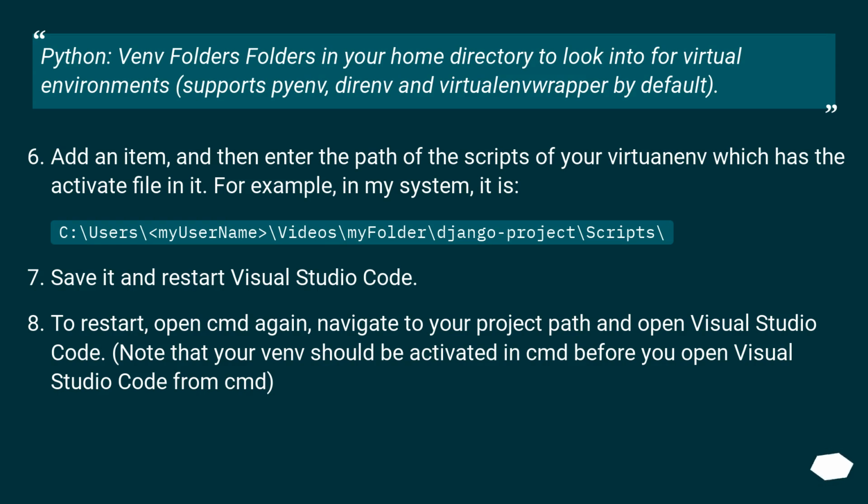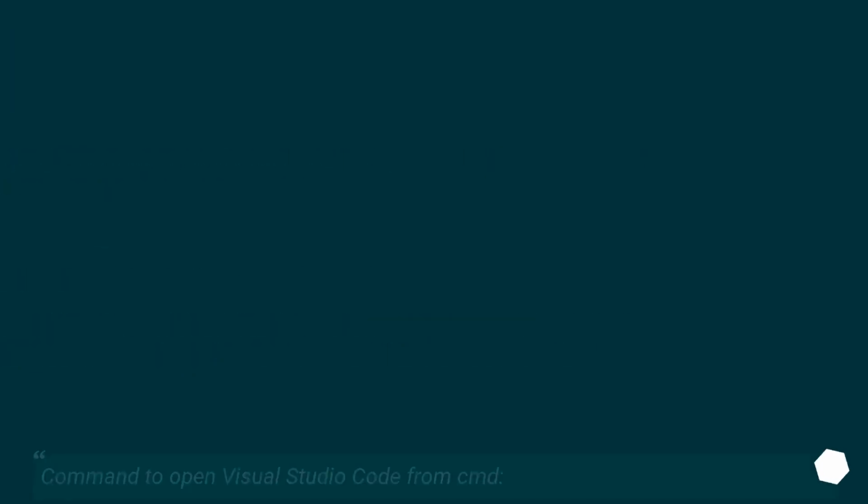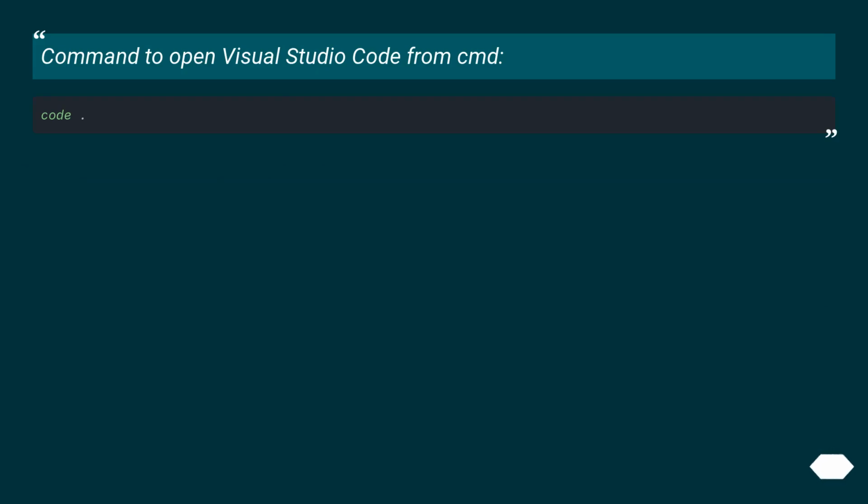To restart, open CMD again, navigate to your project path and open Visual Studio Code. Note that your venv should be activated in CMD before you open Visual Studio Code from CMD. Command to open Visual Studio Code from CMD.